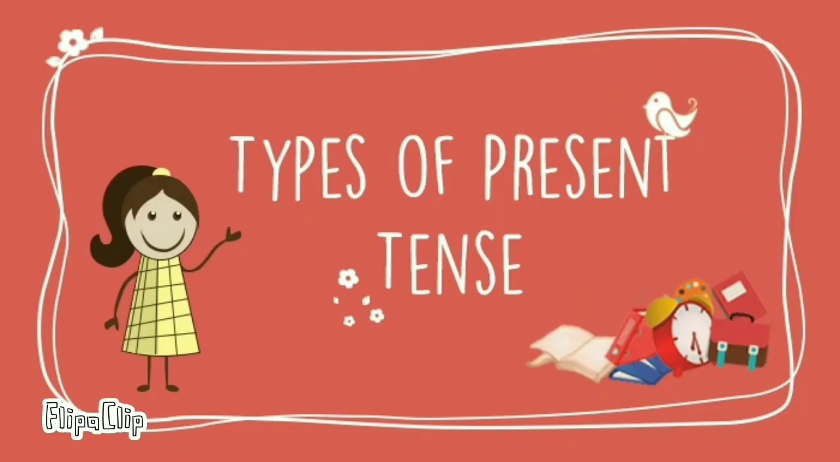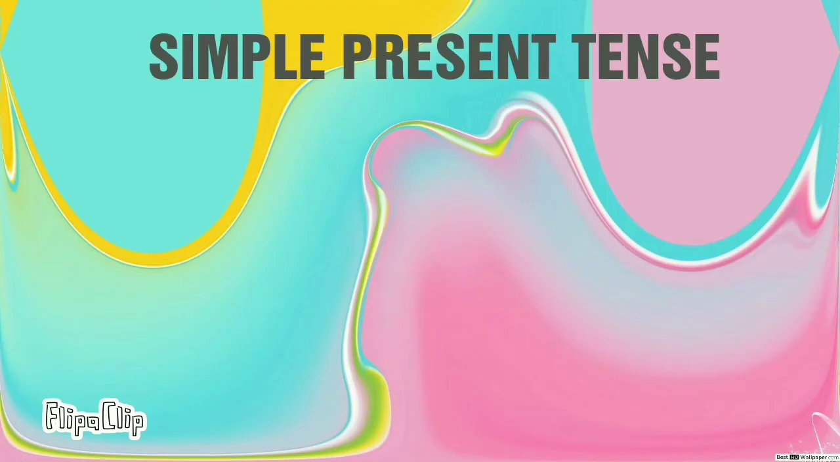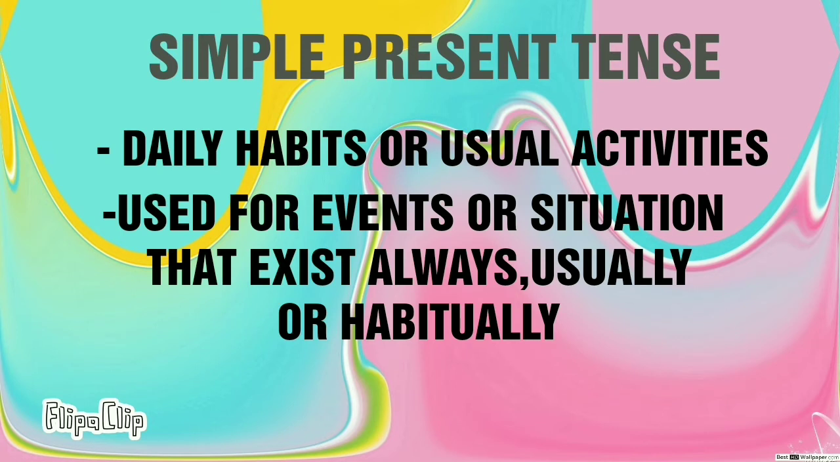And now I will explain the types of present tense. There are types of present tense, like simple present tense, present continuous tense, present perfect tense, and present perfect continuous tense. But simple present tense expresses daily habits or usual activities, or is used for events or situations that exist always, usually or habitually in the past, present, and the future.